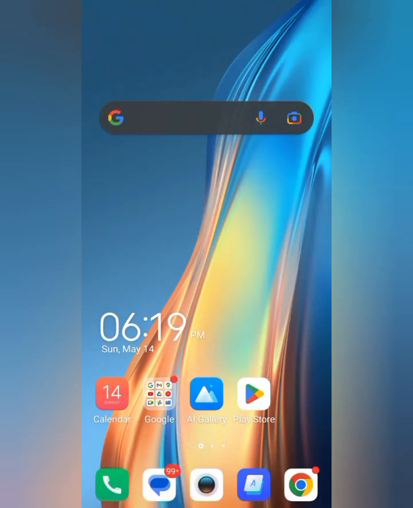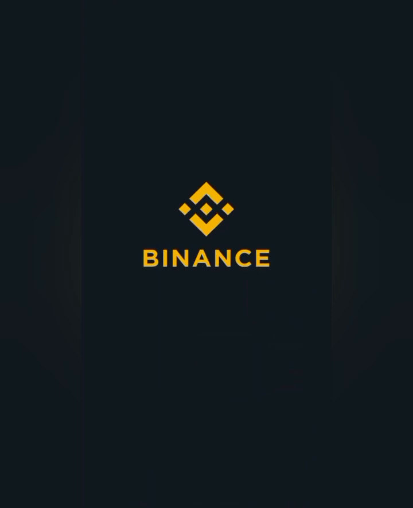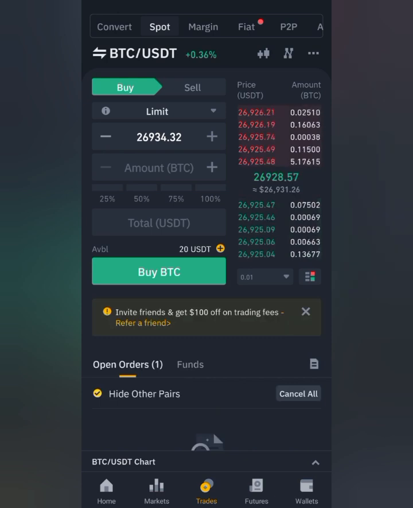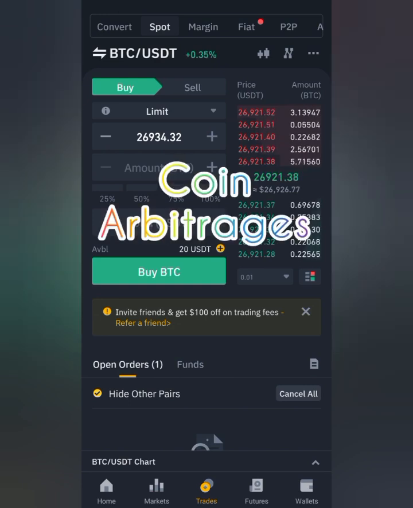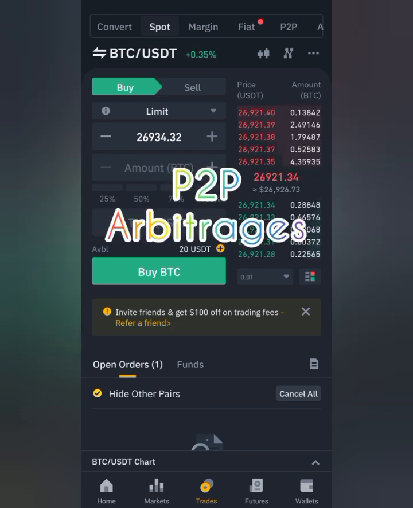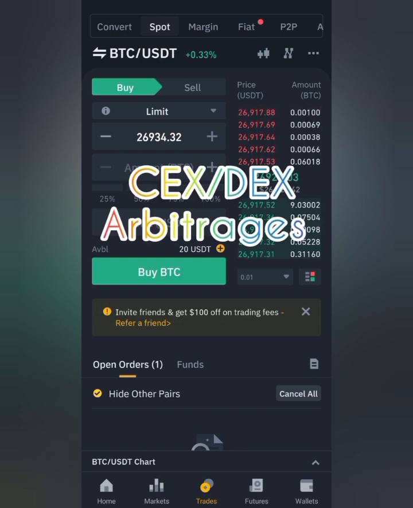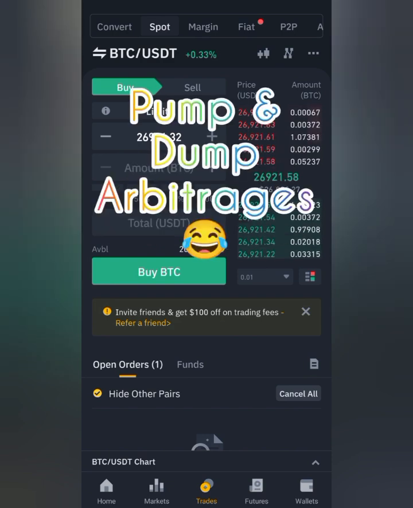Let me run along to Binance, which is the location for most of these arbitrages, right? I'm sure you're wondering what I'm going to be sharing with you in this series. I'm going to share coin arbitrages, P2P arbitrages, cross-border arbitrages, centralized and decentralized arbitrages, and pump and dump arbitrages.